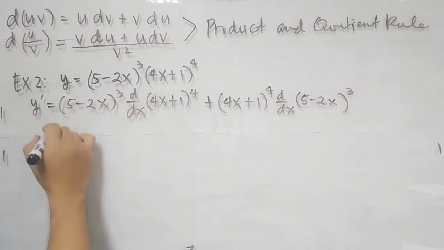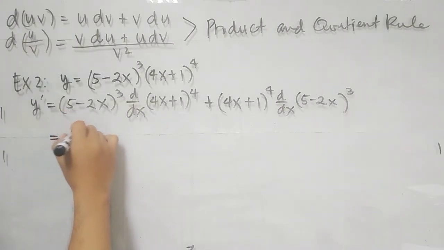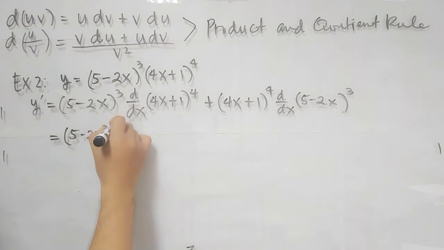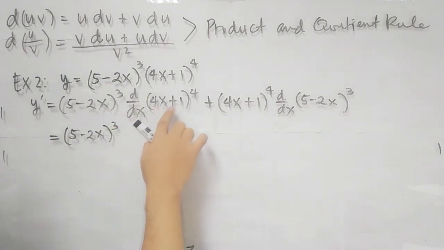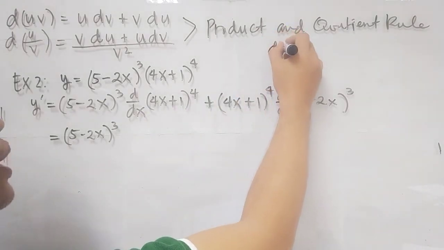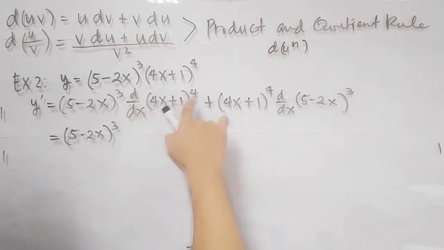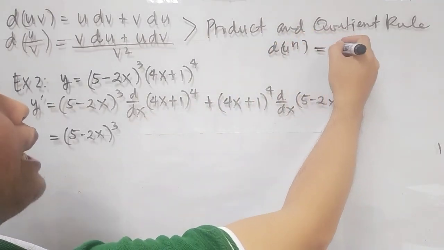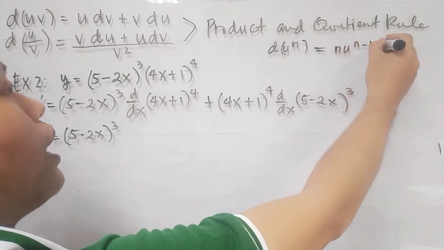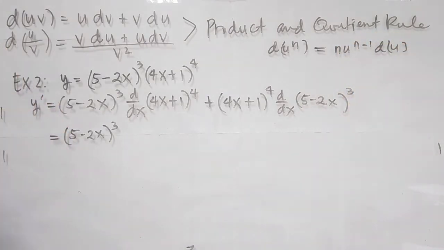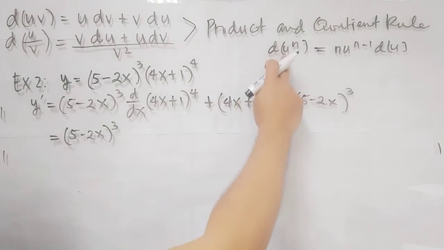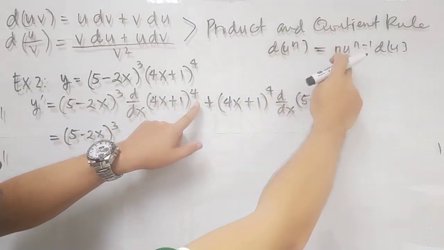And so we have here 5 minus 2x raised to 3, and then the derivative of 4x plus 1 raised to 4. This is the derivative of u to the n. Remember, the derivative of u to the n is n u to the n minus 1 times du. That is our formula for the power rule. This is the power rule, for 4x plus 1 raised to 4. So again, the derivative of u to the n equals n u to the n minus 1 du.